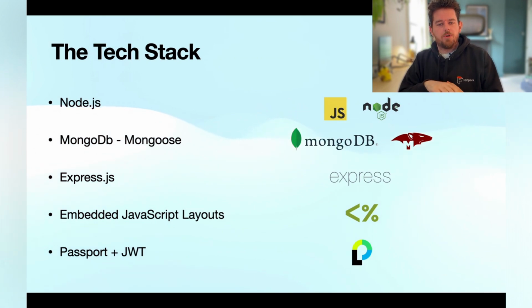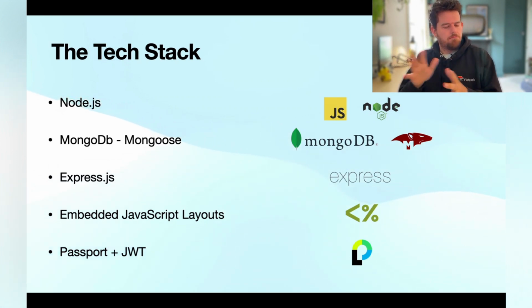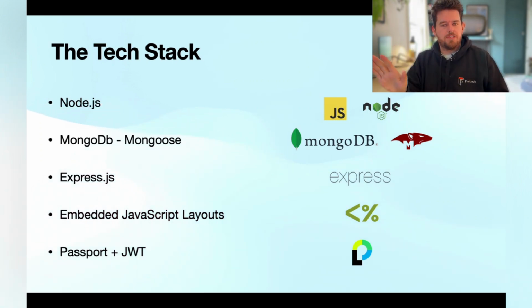We're going to use something called embedded JavaScript layouts to actually make a front end for us, kind of in the back end. And we're going to use something called Passport and JSON Web Tokens in order to provide logging in and logging out functionality for us. Again, this might all sound like double Dutch or complete nonsense to you at the moment.